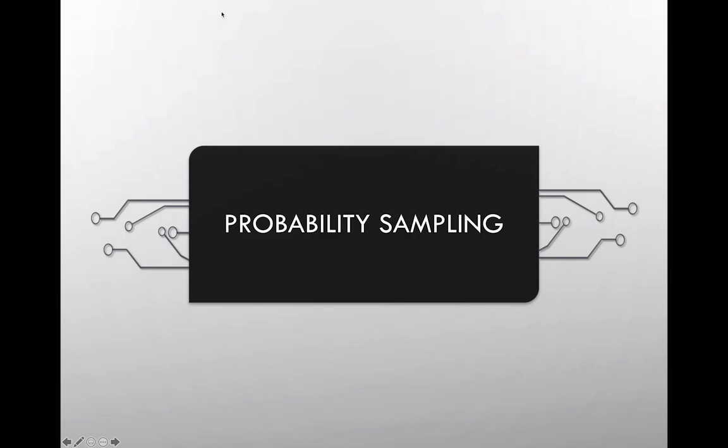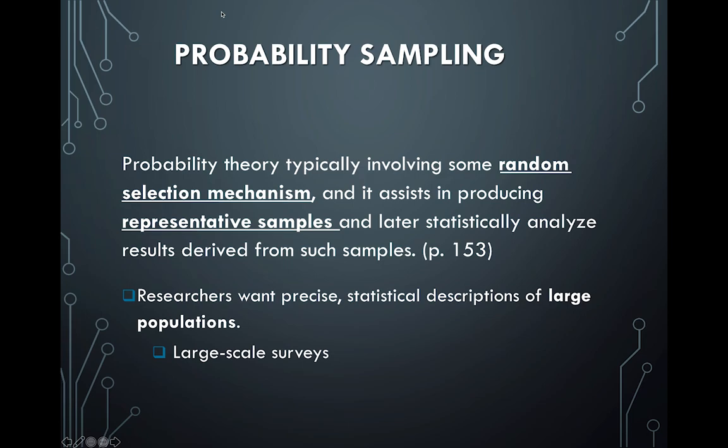Probability sampling. Okay, this is like the standard that is often held up for this kind of research and quantitative research in general for a bunch of reasons. So this means that we use some kind of random selection mechanism, and I've got one at the end to show you, and you can try it out if you want. Very interesting. And basically what this means is that it helps in producing representative samples.